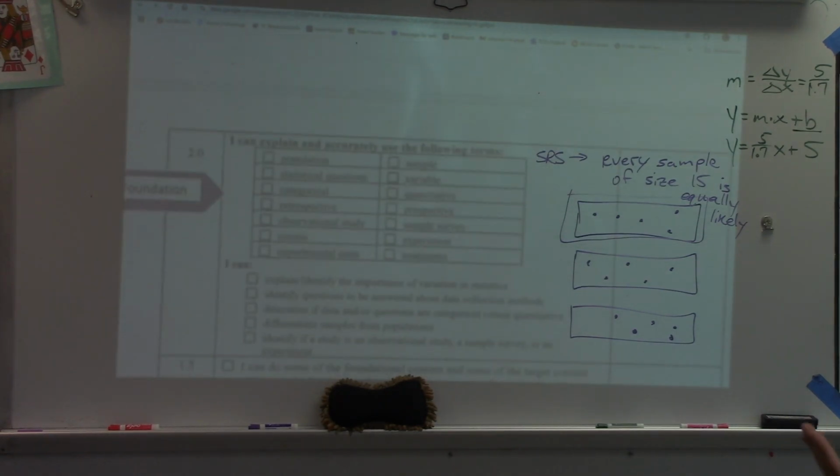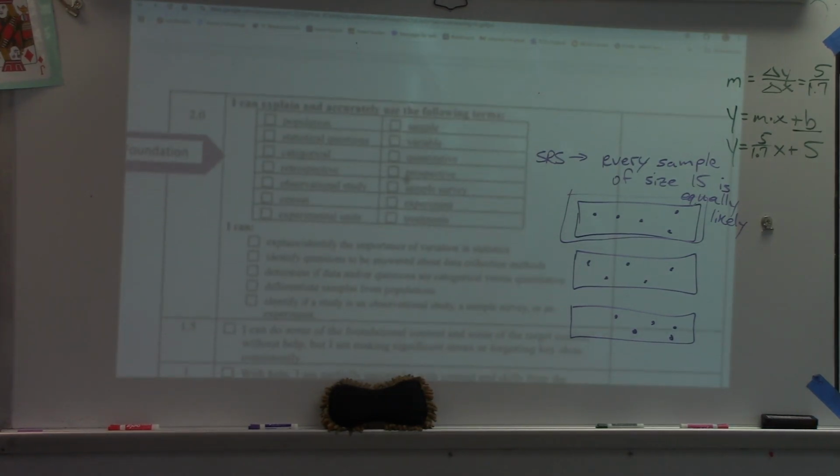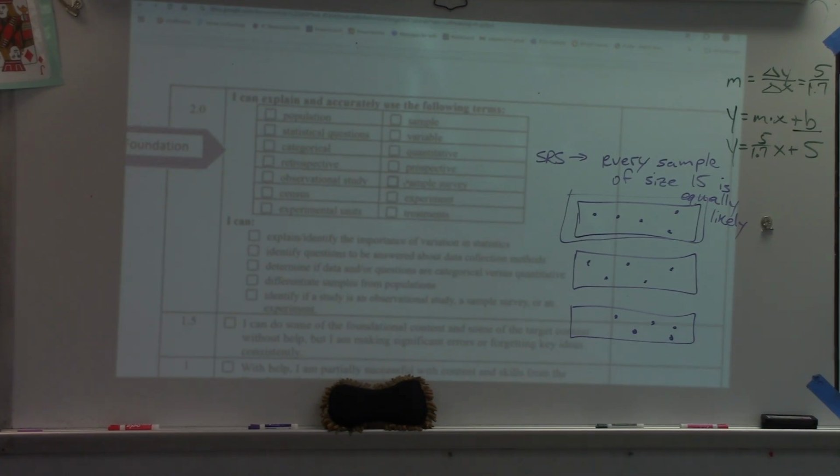Probably not. I just realized we should probably look at the foundation. We'll go back up to the target stuff. So don't forget population. That's who we can make an inference about. It's who we're interested in. What does a question need to have for the question to be statistical? What does a question need to have so that we can consider it to be statistical?